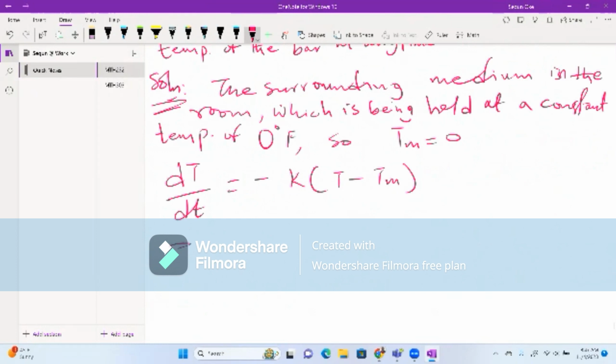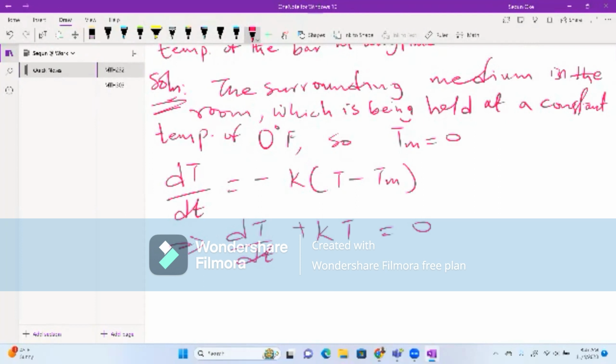And it becomes dT/dt. When you open the bracket, you have plus kT, which is equal to 0, since our Tm is equal to 0, don't forget.